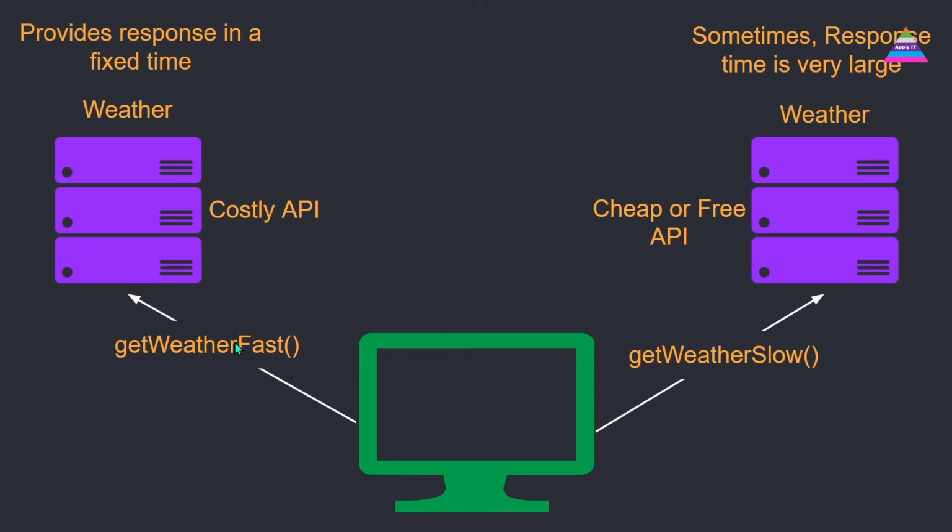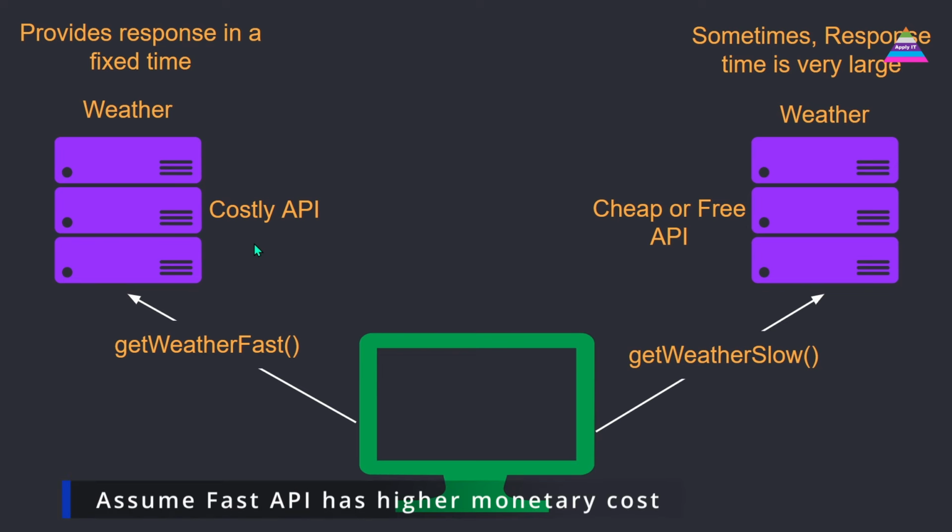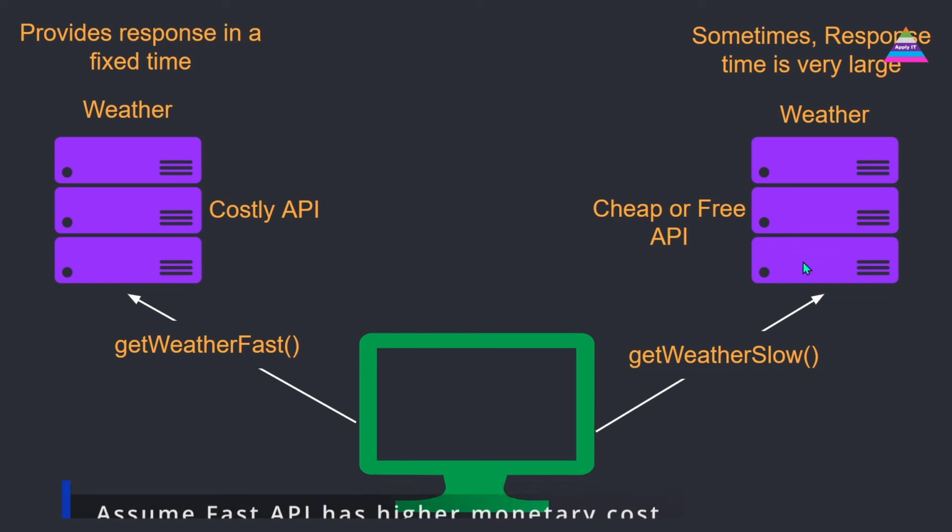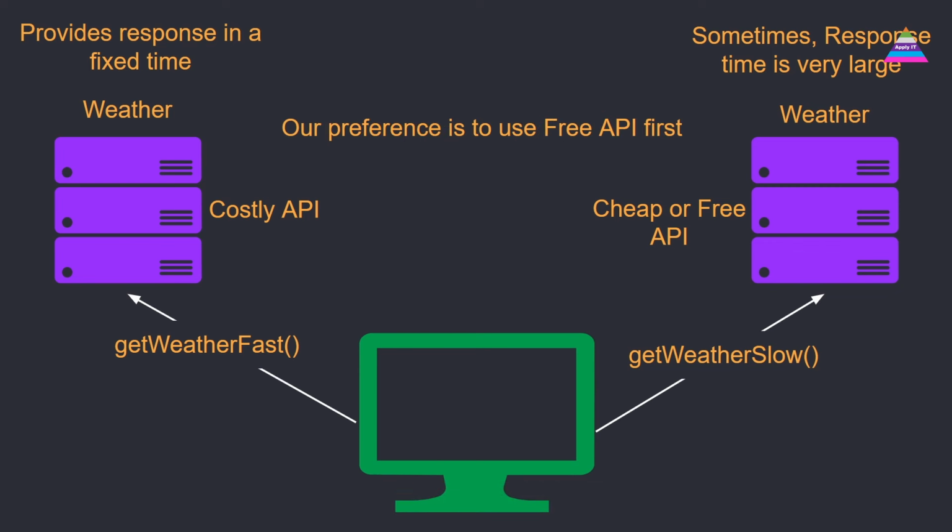So we assume that this getWeatherFast is a costly API in terms of monetary cost, and the getWeatherSlow API is a cheap or say free API. Our preference is that we want to use the free API first. If it is not working, then only we go for the second API, that is the getWeatherFast API, because it is a very costly API. So we do not want to call this costly API every time. We first try to get a response from this slow API. If it is fine, we provide that response to the user.